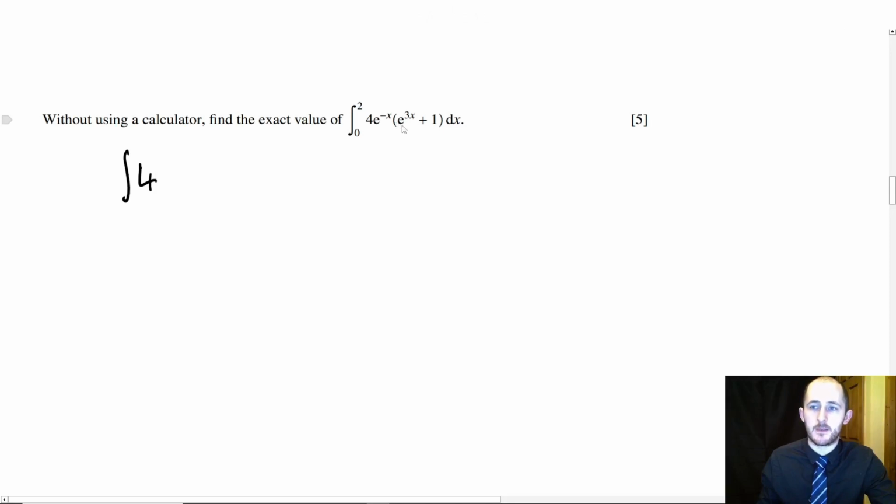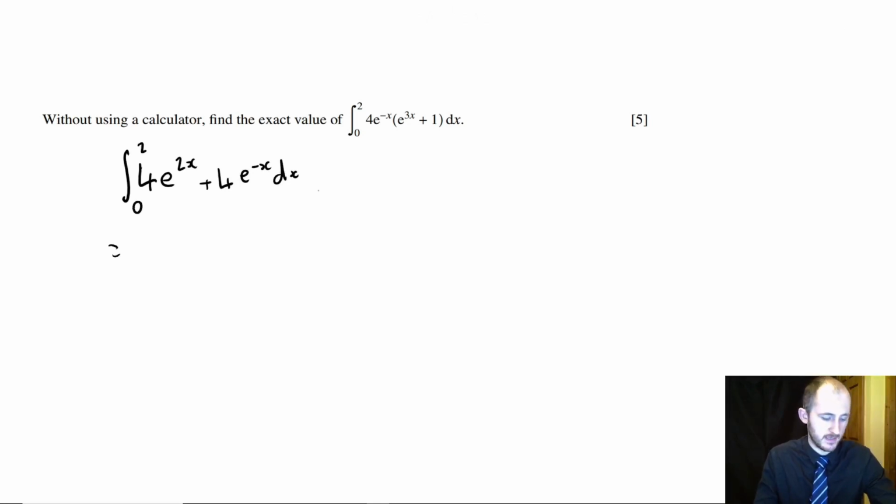E to the minus x times e to the 3x is going to be e to the 2x. And that's going to be plus 4e to the minus x dx. Again, integrated between 0 and 2. And then we followed basically the exact same steps as the previous question. So, differentiate 2x gives me 2. So now I'm going to bring that to the front as a fraction, so 4 over 2, so that just leaves it as 2 e to the 2x.